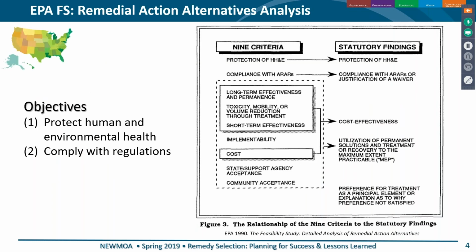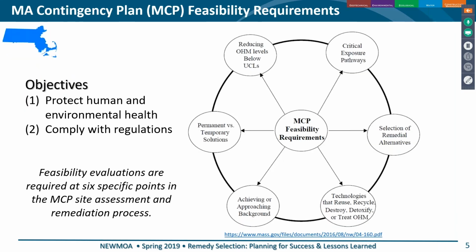So this morning, David talked to you about the EPA FS system and those threshold criteria, those primary objectives: protect human and environmental health and comply with whatever regulations are in place. At the Superfund site, it would be EPA. At state sites, it's going to come under state regulations. And two of our sites are in Massachusetts. Massachusetts does have a prescriptive way of going through the feasibility. However, you still have those threshold criteria of protecting human health and the environment and complying with the regulations.